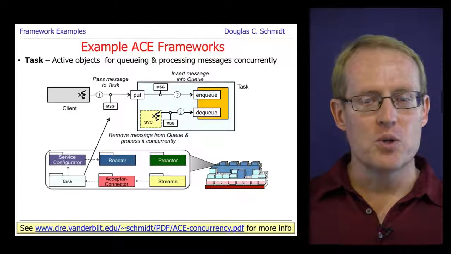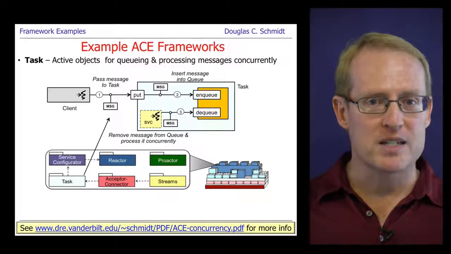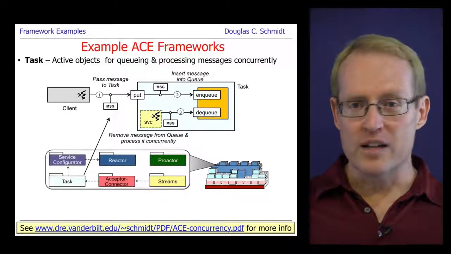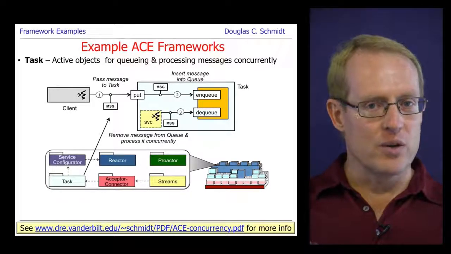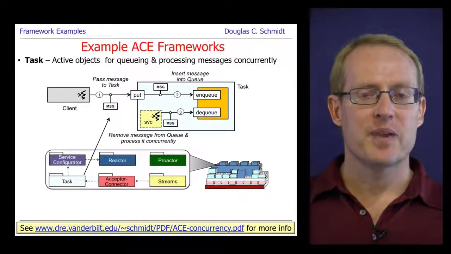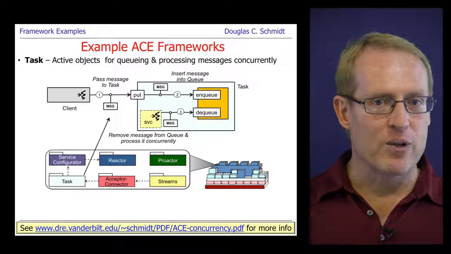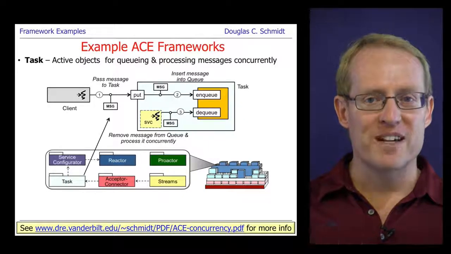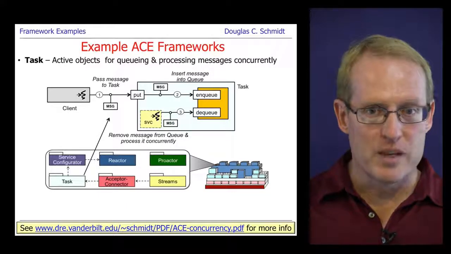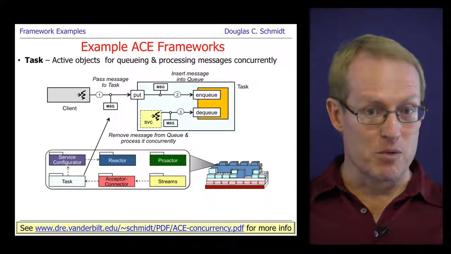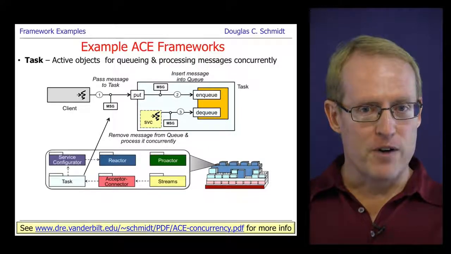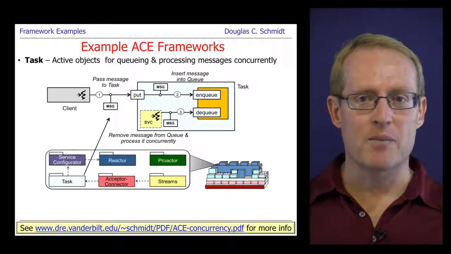What they typically do is they have one or more threads running inside them, and when someone gives them some work to do, if that work is not done immediately, it's stuck onto a thread-safe message queue internal to the task, and then at some point the background threads can pull messages off that queue, perform the processing, and then do something else with the messages. We'll talk in a moment about some of the things you can do with those messages. This particular framework in ACE is described in the paper at the bottom here.